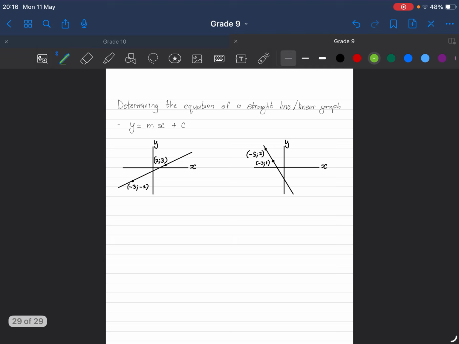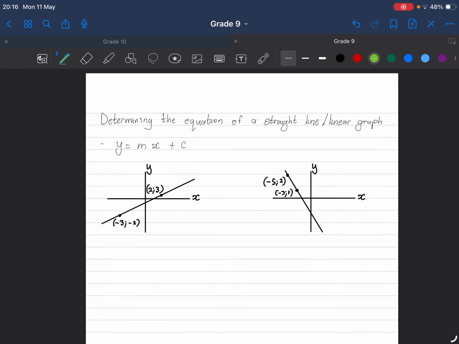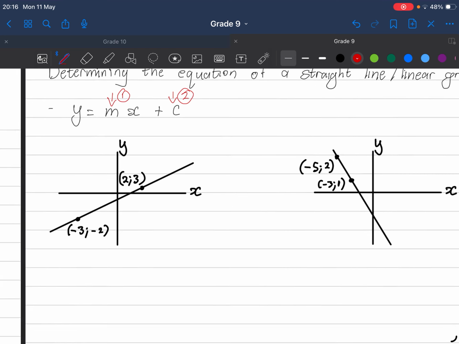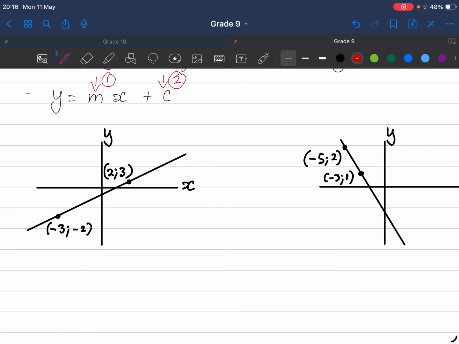Now the last thing we're going to do is look at how to determine the equation of a straight line or a linear graph. Remember we said y is equal to mx plus c, so all we need to do is find two things. We need to find this and we need to find this. The easiest way is to find this first and this second. Now m we said is our gradient, so all we have to do is find the gradient first. We just did 4 examples, so pause the video and try that.